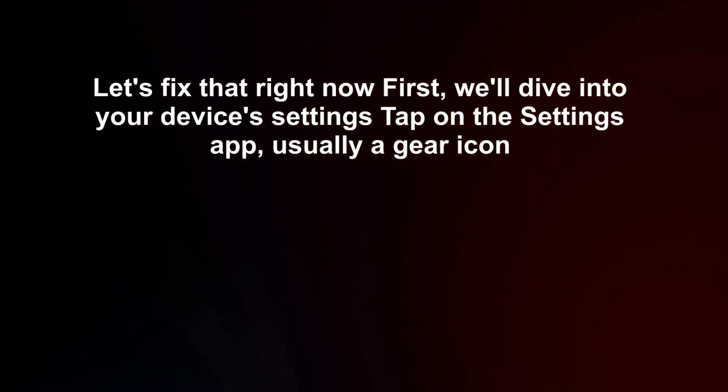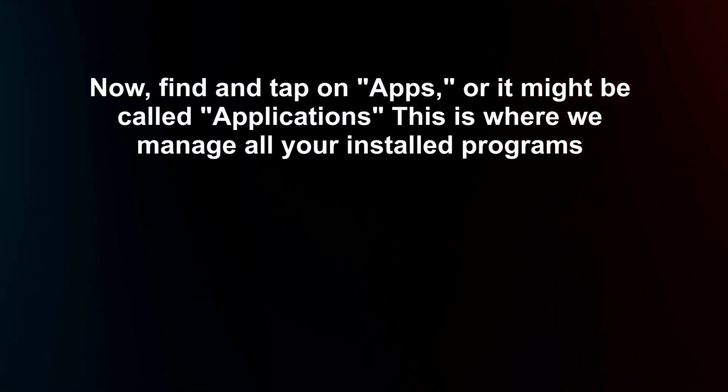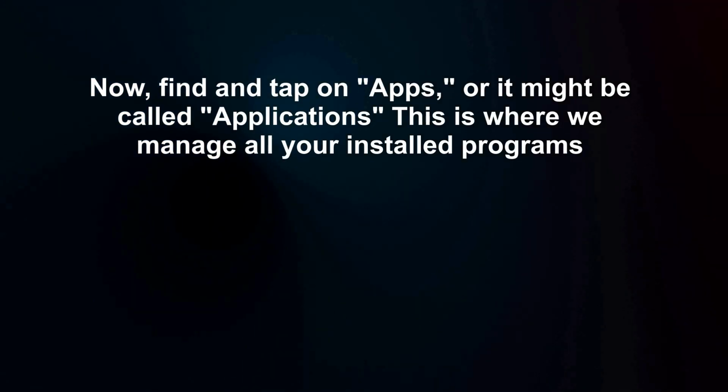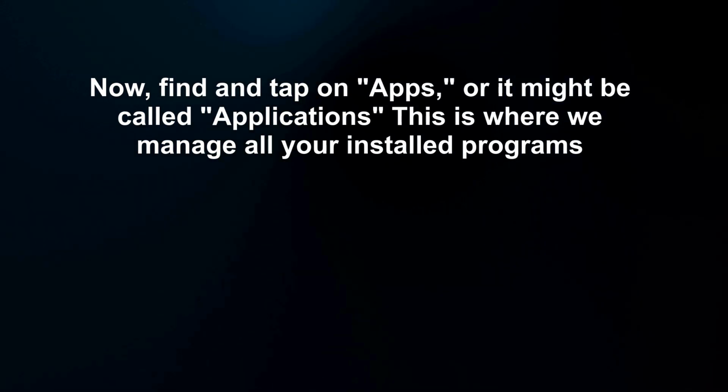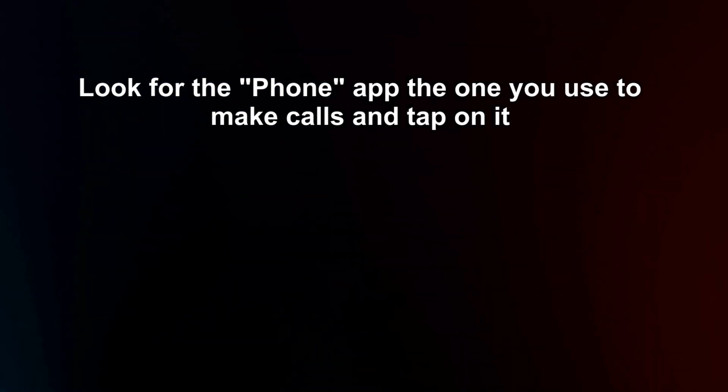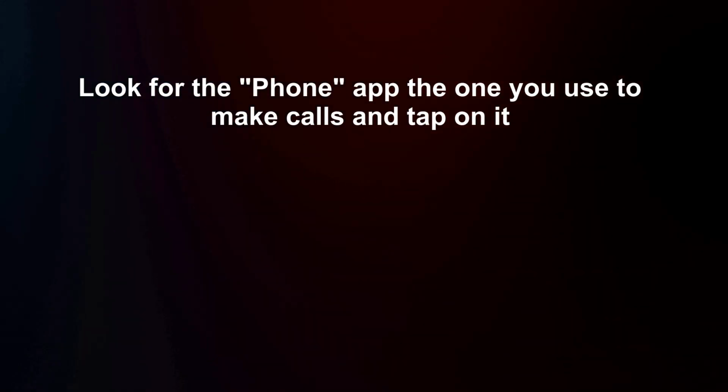Tap on the Settings app, usually a gear icon. Now, find and tap on Apps, or it might be called Applications. This is where we manage all your installed programs. Look for the phone app, the one you use to make calls, and tap on it.